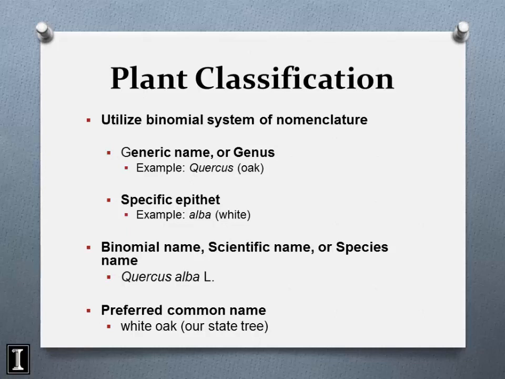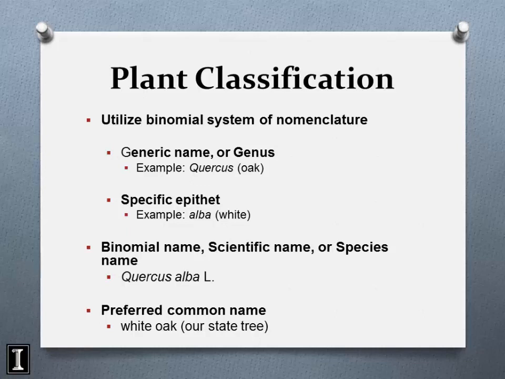But ultimately, plant names have a generic name, or a genus. An example is oak, Quercus. Quercus means all of the oak species, okay? And then the specific epithet, otherwise known as the species name, in this example, alba. So Quercus, we know it's oak, and alba, white. It's the white oak, and that's the state tree of Illinois.